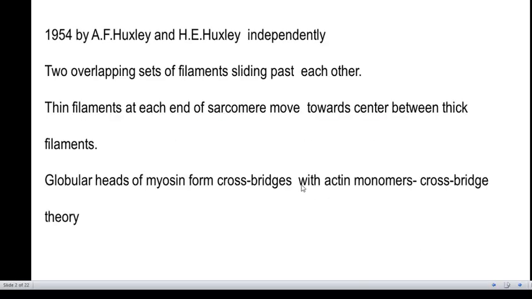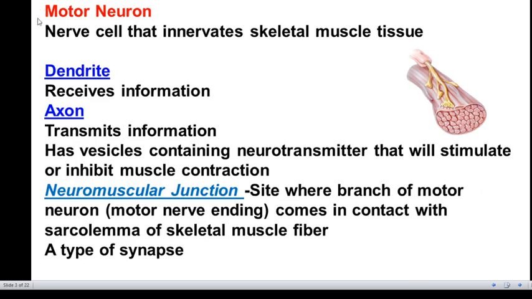Neuromuscular junction, NMJ. In 1954, Huxley and H.E. Huxley independently proposed two overlapping sets of filaments sliding past each other: the thin filament at each end moves toward the center between the thick filaments, and the globular head of the myosin cross bridge connects with an actin monomer. Here they discuss the neuromuscular junction in detail.